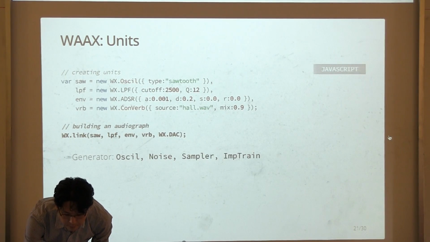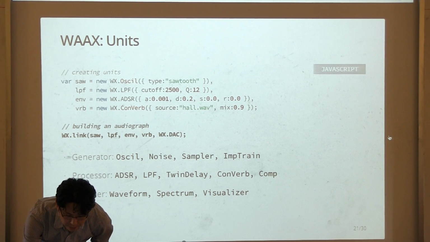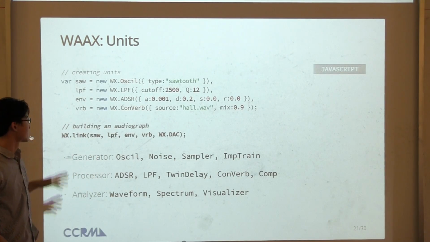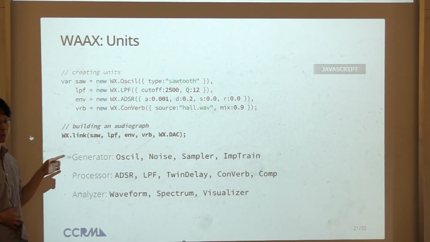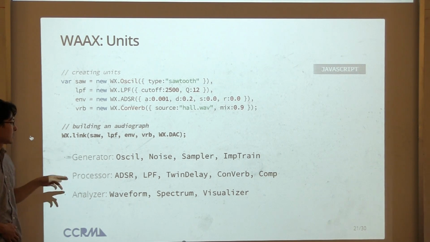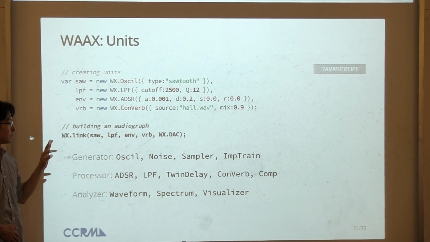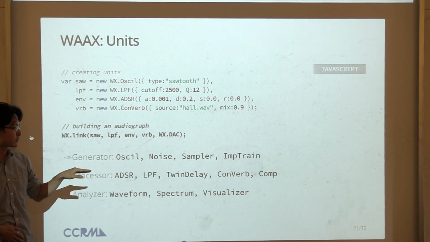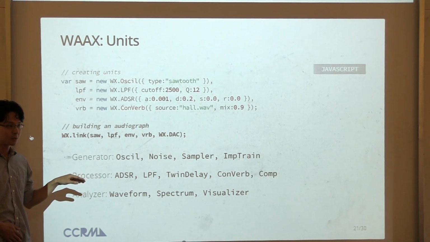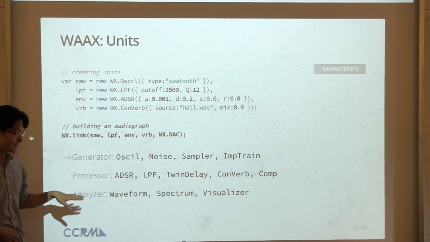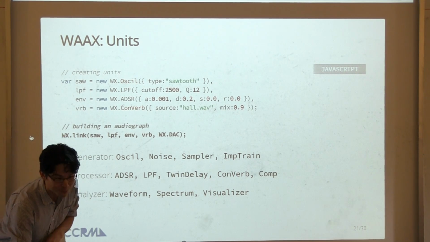So what kind of tool set does it have? It has oscillator, noise generator, which Web Audio API doesn't have, sampler and impulse train, and ADSR and the low-pass filter, the ping-pong delay with feedback line, and convolution reverb and compressor. For the visualizer, it has a waveform, spectrum, and custom visualizer. Actually, Jorge asked me to implement the waterfall, but I just didn't have time for that. It will be there soon.